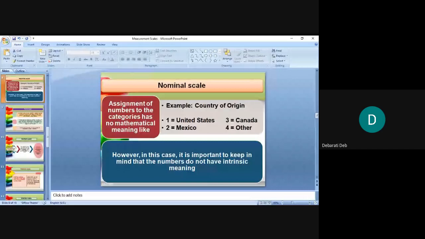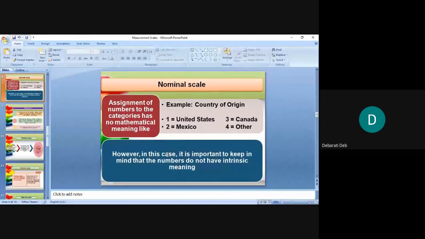Okay. So in nominal scale, you will just put a name, with the use of certain numbers. But you have to be very careful that this number should not signify any meaning. Simply there need to be certain numbers. It's not that United States gets 10 and Mexico gets 5 because United States is a stronger country than Mexico. It should not be so.